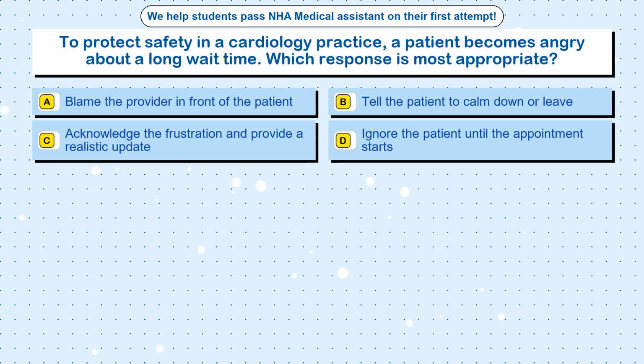Question 8. To protect safety in a cardiology practice, a patient becomes angry about a long wait time. Which response is most appropriate? Option A, blame the provider in front of the patient. Option B, tell the patient to calm down or leave. Option C, acknowledge the frustration and provide a realistic update. Option D, ignore the patient until the appointment starts.